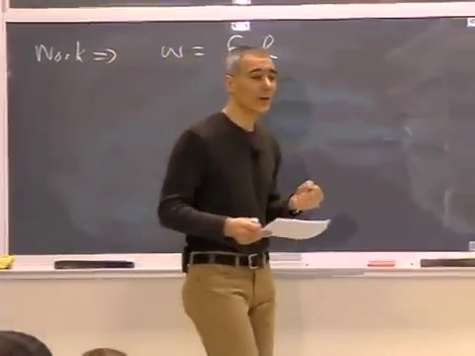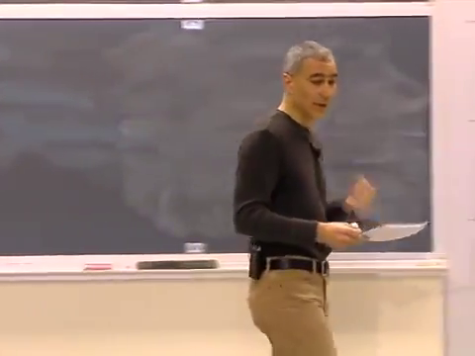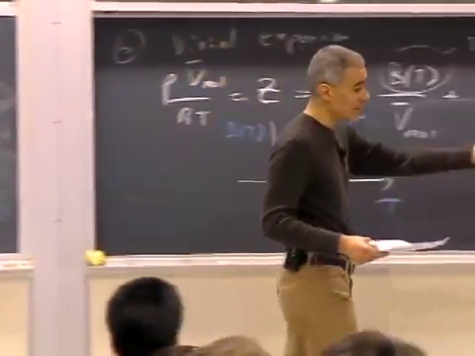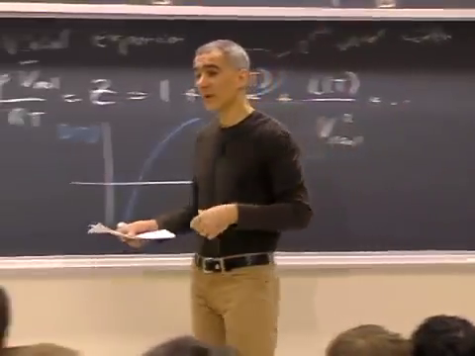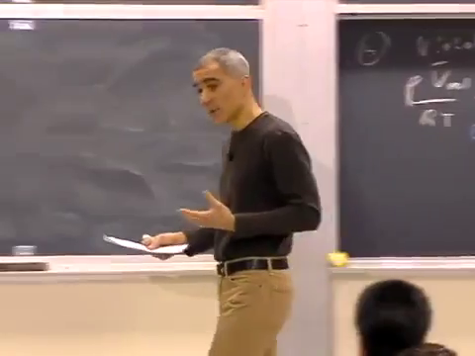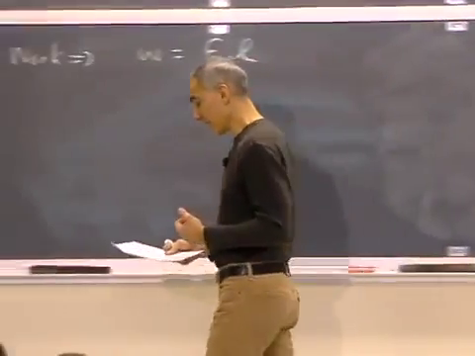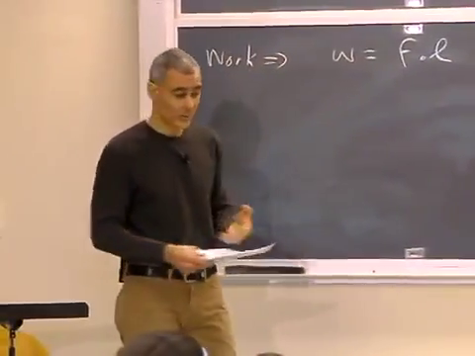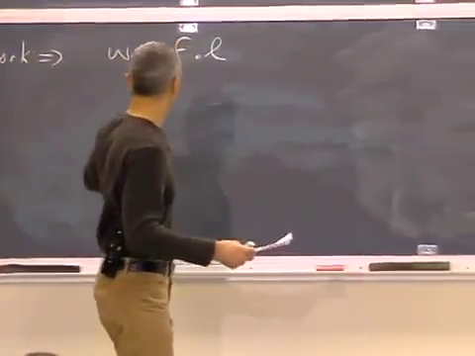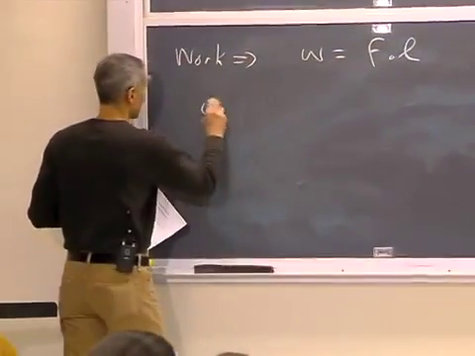There are many kinds of work. There's electrical work. If you take a motor, you plug it into the wall. Electricity makes the fan go around. That's electrical work. There is magnetic work. There is work due to gravity. In this class here, we're going to stick to one kind of work, which is expansion work.